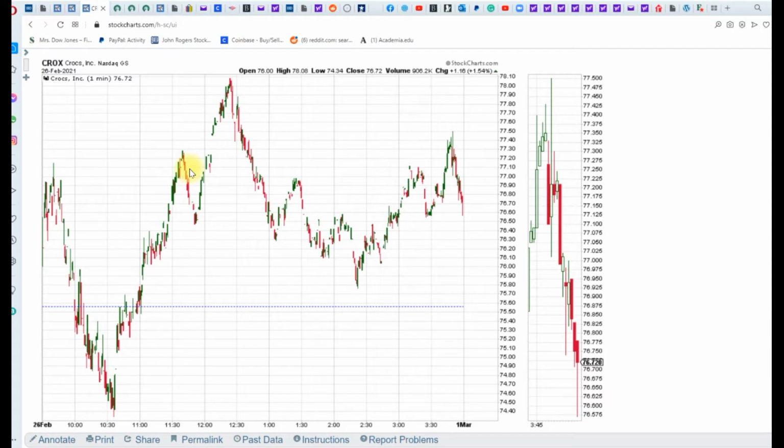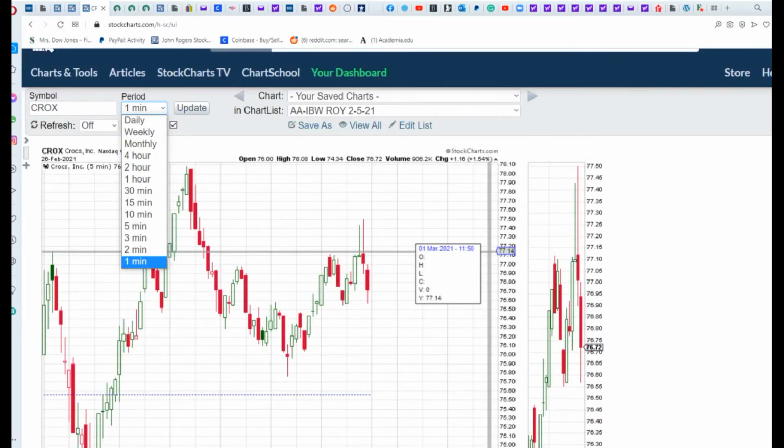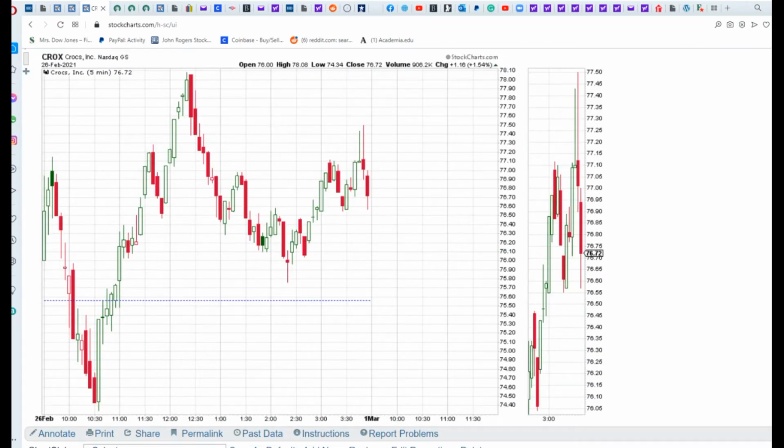Very, very fuzzy. We call this noise. It has too much noise. We cannot tell where this is going. So you say, you know what? I don't like the 1 minute chart. I would rather have a 5 minute chart, and then you can see that it's much easier to handle and to see how the price of the stock moves.